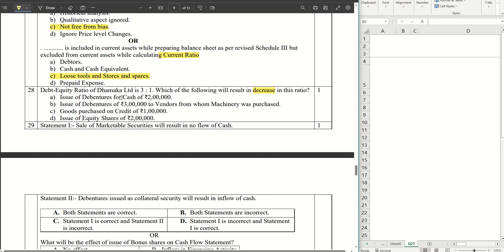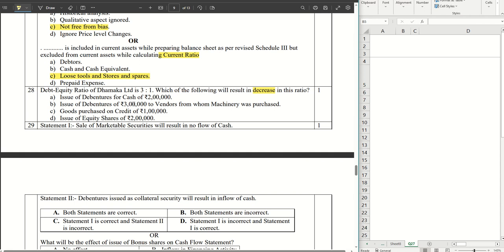Issue of debentures for cash 2 lakh rupees. In this case, the debt is increasing, right? The debt is in the numerator. If debt is increasing, the overall ratio is increasing. So this is not applicable. Issue of debentures of 3 lakhs to vendors from whom machinery was purchased. Again, you are issuing debentures and no impact on equity in this case as well as in the previous one. So this is also leading to increase in the ratio.